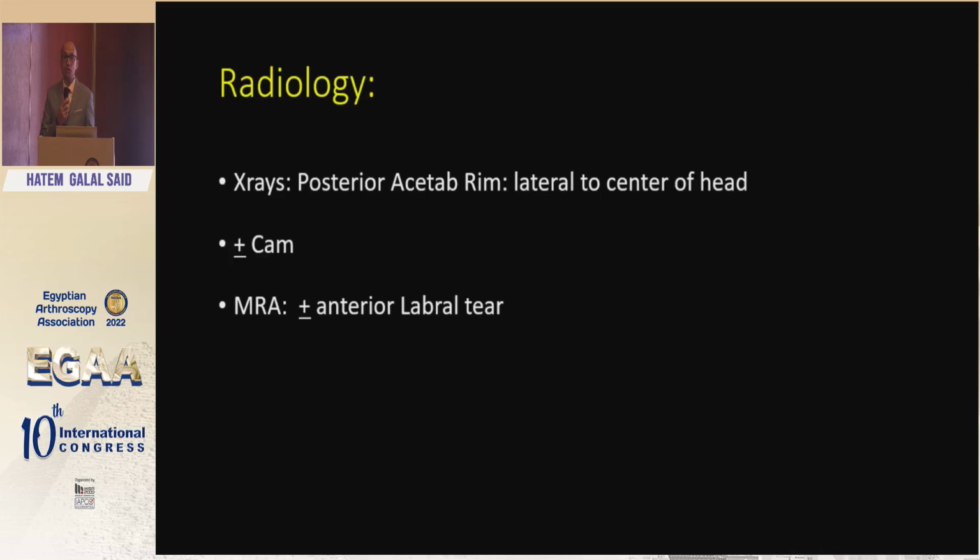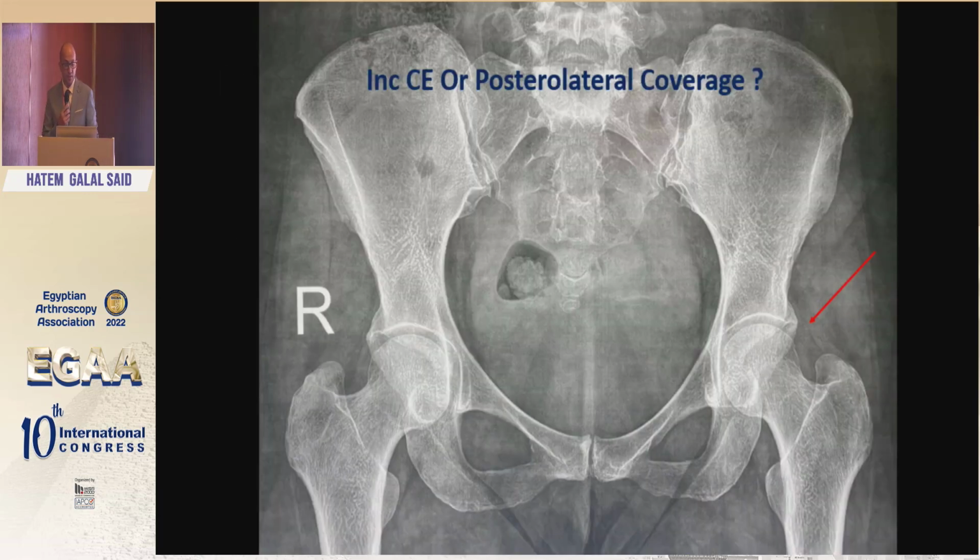So for the radiology, you will see the acetabular rim is exaggerated, and I'll show you now, lateral to the center of the head. You may find the classic cam anterior, so it may be associated. And when you do an MRA, you'll also find your anterior labral tear. So although it's a posterior impingement, it's not that we commonly diagnose it from the posterior labral tear, but it's actually the anterior labral tear which is the indication that you go inside.